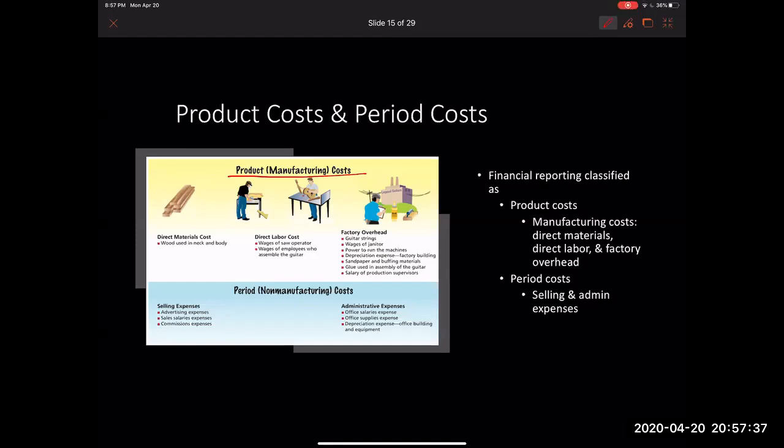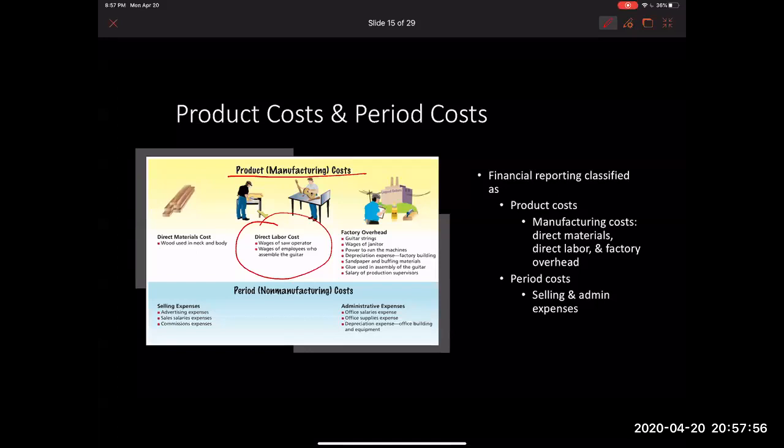Now, what I really want you guys to do is pay close attention to what goes into direct labor costs, or the examples that are under direct labor costs. Those include the wages of the saw operator and the employees that assemble it, right? And then under factory overhead, look at all of these things that are under here. Some of these things we've already discussed, such as the salaries of the production supervisor, the wages of the janitor, and things of that nature. But a few of them we didn't really discuss, like the glue and the sandpaper.